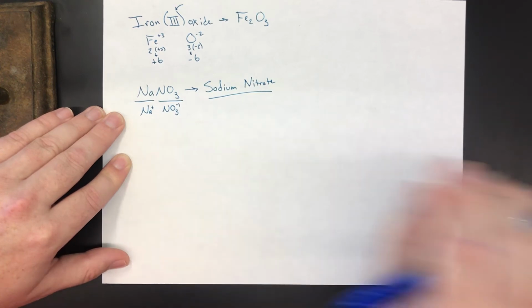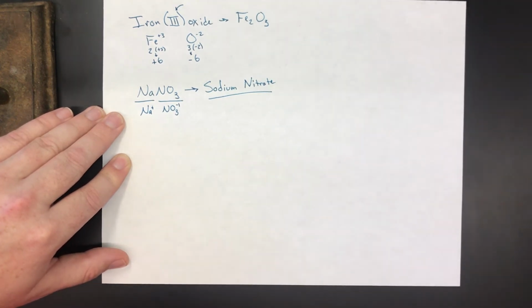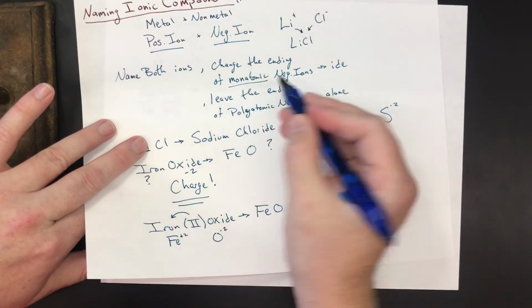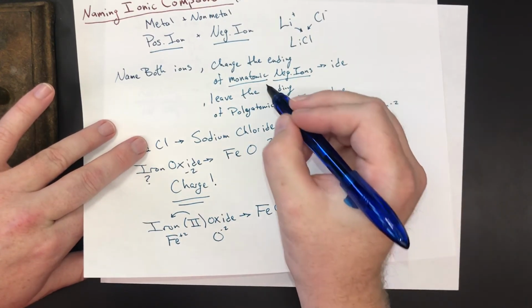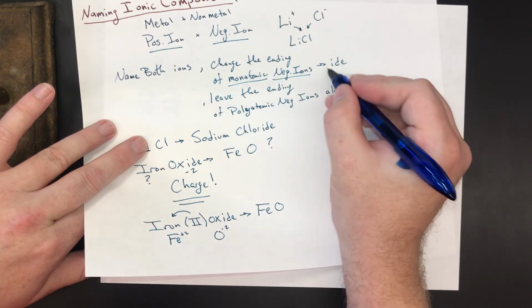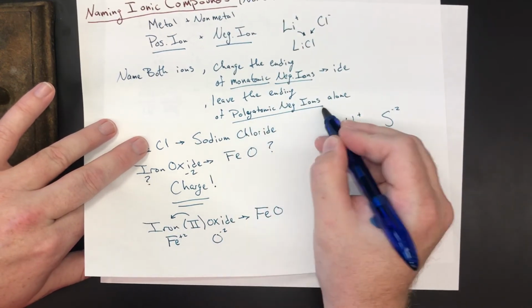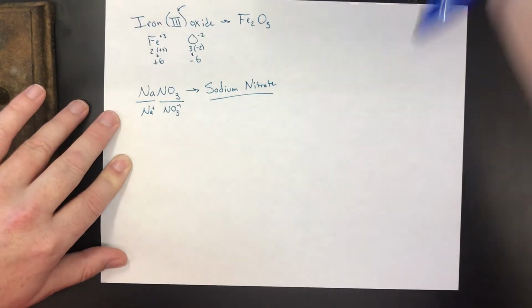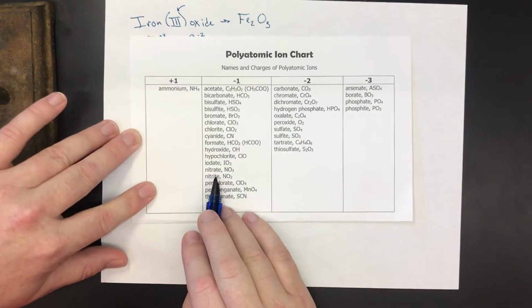Notice, I did not change the ending of that to "ide." We only change the ending to "ide" whenever it's a monatomic negative ion, meaning it's an element off the periodic table. Then we would change to "ide." If it's a polyatomic, we leave it alone. We have to leave it alone because you may notice many of these have different endings.